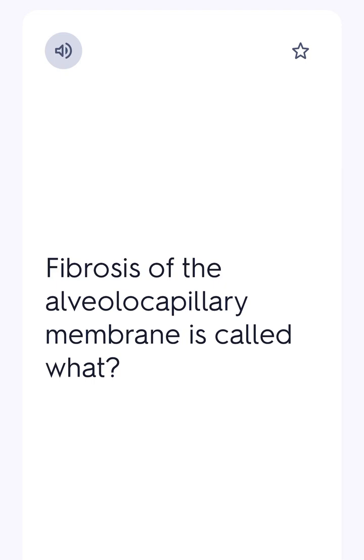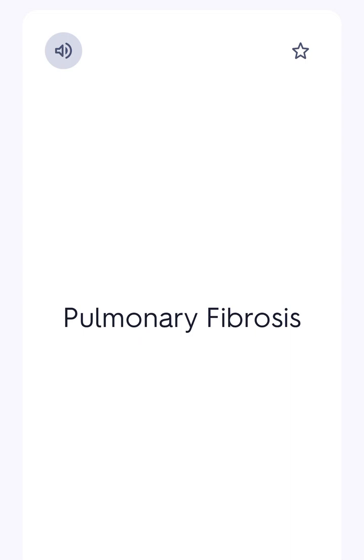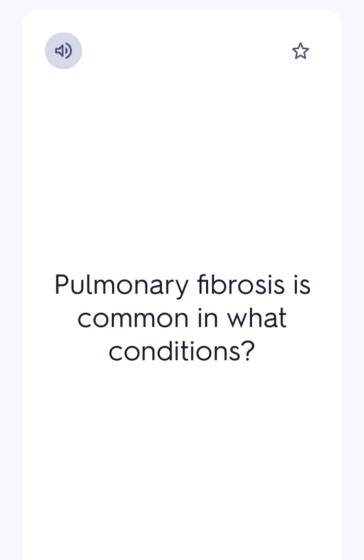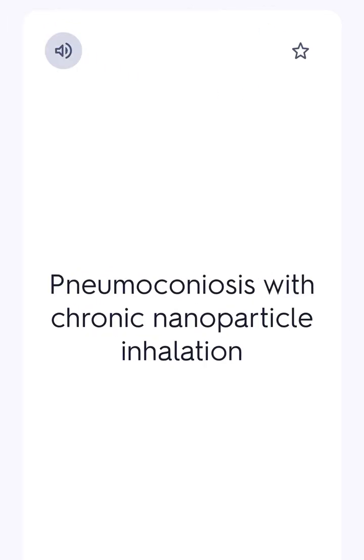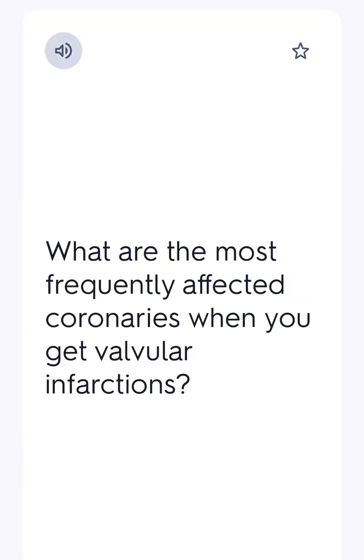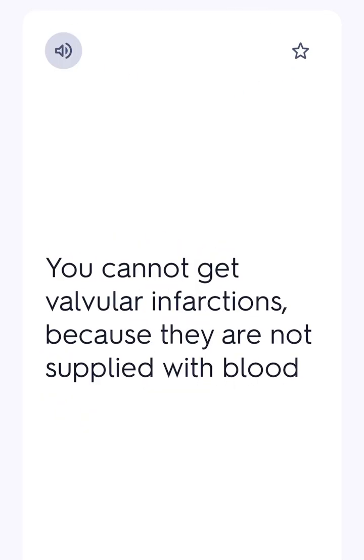Fibrosis of the alveolar capillary membrane is called what? Pulmonary fibrosis. Pulmonary fibrosis is common in what conditions? Pneumoconiosis with chronic nanoparticle inhalation. What are the most frequently affected coronaries when you get valvular infarctions? You cannot get valvular infarctions because they are not supplied with blood.